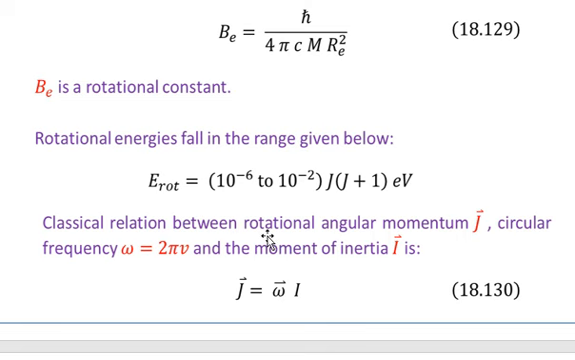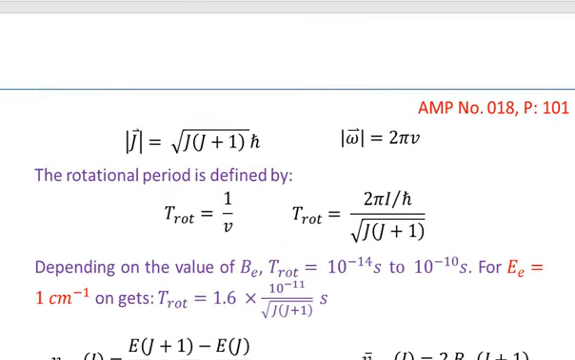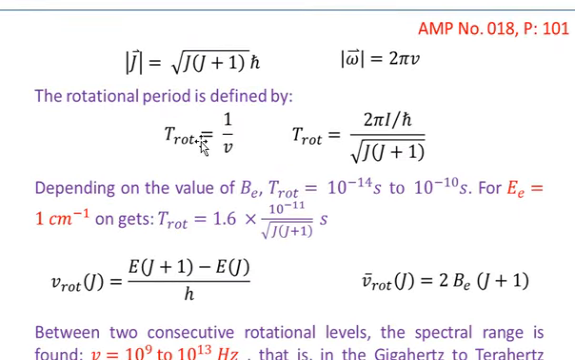The classical relationship between rotational angular momentum J, circular frequency omega, which is equal to 2 pi nu, and the moment of inertia I is given by J in vectorial form equal to omega in vectorial form multiplied by the moment of inertia I. So this is the classical relationship between J and I. And you know that since J is a rotational quantum number, the magnitude of J will be given by the square root of J(J+1), and outside this I have h bar. And the magnitude of omega is equal to 2 pi nu.